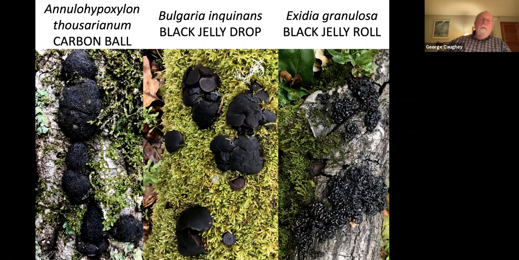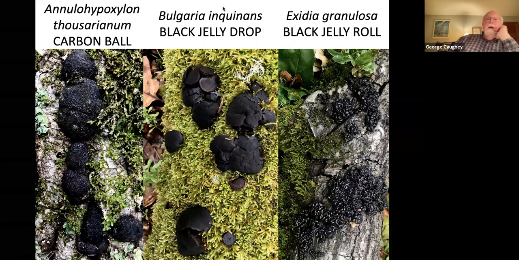This one really are like gummy bears. They're called black jelly drops, Bulgaria inquinans. It's very common on our dead tan oaks, actually, that are dying. Very interesting looking mushroom, but it's quite a different texture from this.